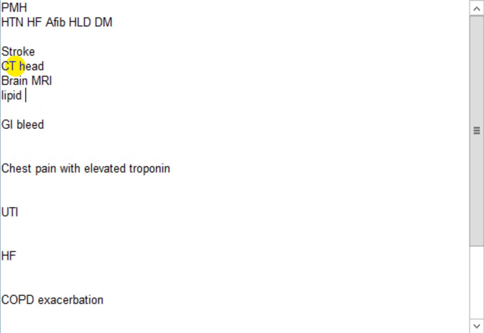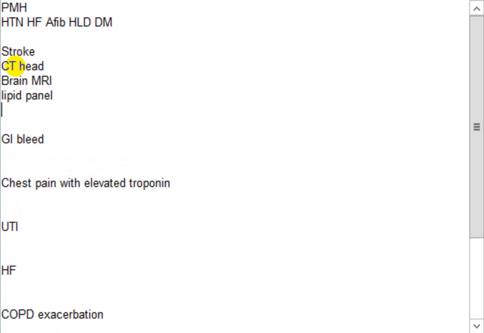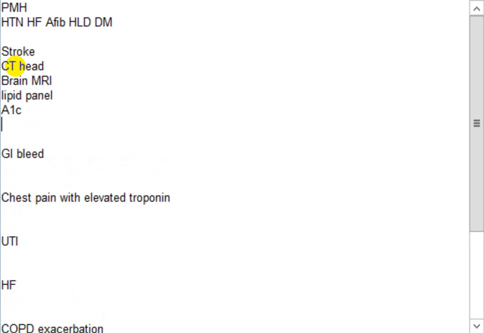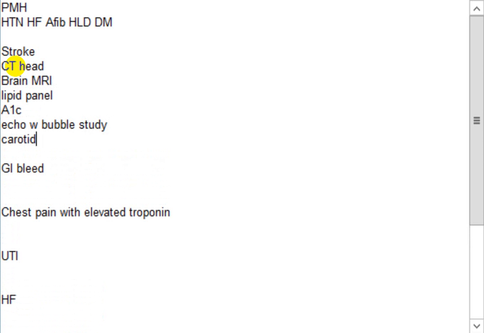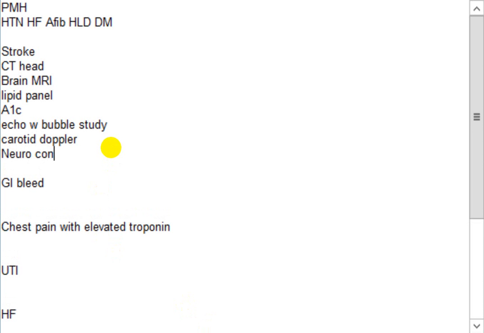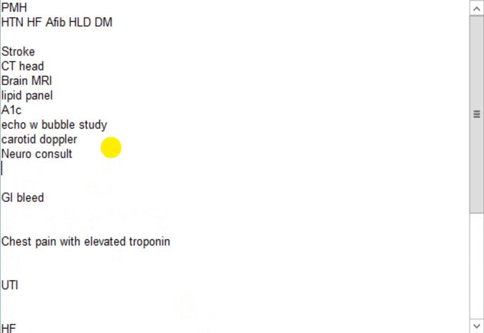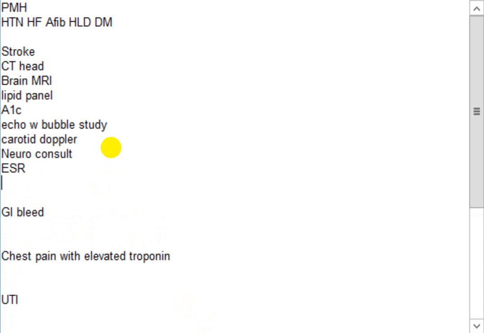they do lipid panel, and we also do hemoglobin A1C, and this is kind of the common test. Echo with bubble study, carotid Doppler, and neuro consult. And sometimes if the patient has a headache and you suspect giant cell arteritis, you can do ESR, wouldn't hurt, just to rule out temporal arteritis. You can do urine drug screen, just to rule out any toxicology that is causing their symptoms. And of course, detailed history, detailed exam.